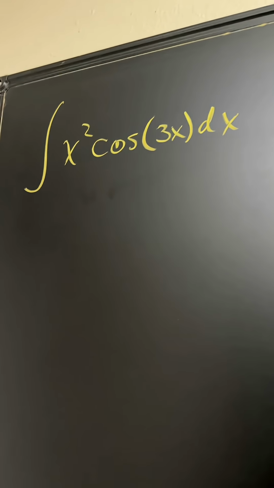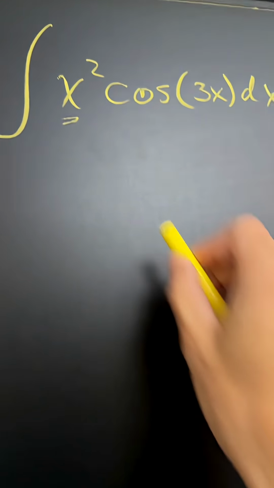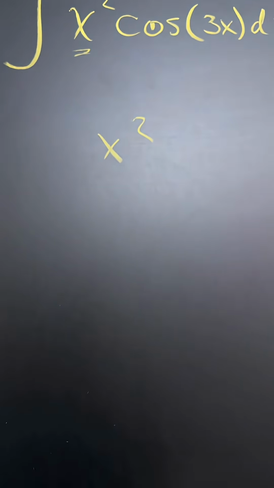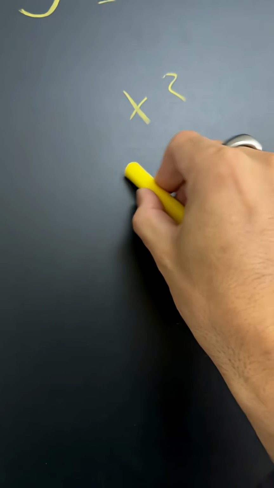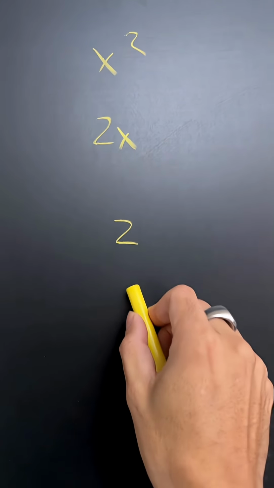And in this particular case, you're gonna go ahead and take your x squared, and you're gonna take the derivative all the way down until you get to 0. So we have 2x, and then that's gonna be 2, and then that's gonna be 0.